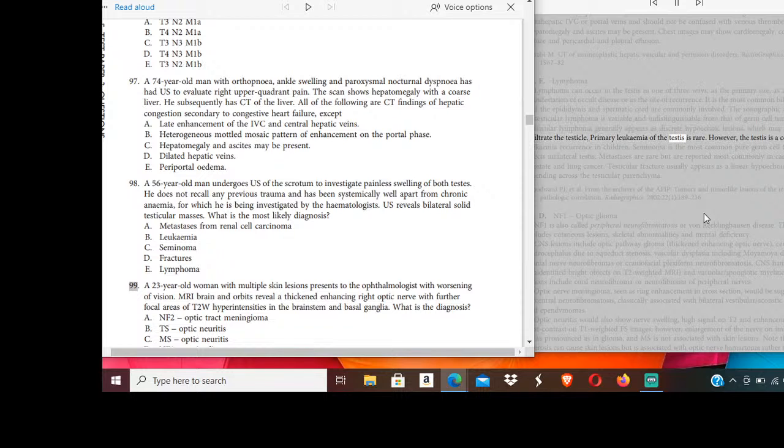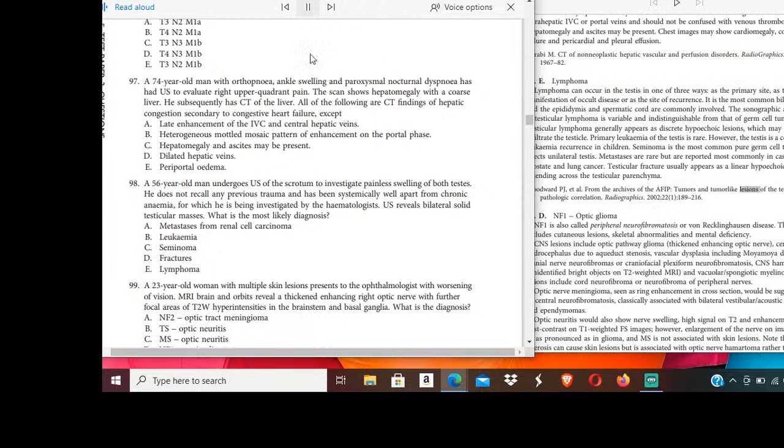Primary leukemia of the testis is rare. However, the testis is a common site of leukemia recurrence in children. Seminoma is the most common pure germ cell tumor but affects a unilateral testis. Metastases are rare but are reported most commonly in cases of primary prostate and lung cancer. Testicular fracture usually appears as a linear hypoechoic band extending across the testicular parenchyma. Woodward P.J., et al. From the archives of the AFIP: Tumors and Tumor-like Lesions.